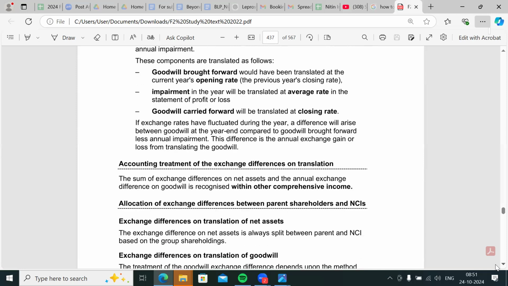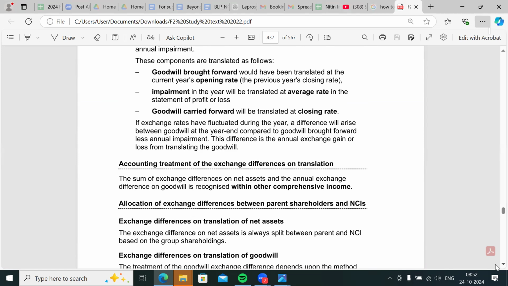Then accounting treatment of the exchange differences on translation. This is what we want to know, right? The sum of exchange differences on net assets and the annual exchange difference on goodwill goes to OCI. Remember, we saw two things, no? The net asset part and the goodwill part, both of them, you add them together and take them where? To OCI. One may be positive, one may be negative. So just take it to OCI.